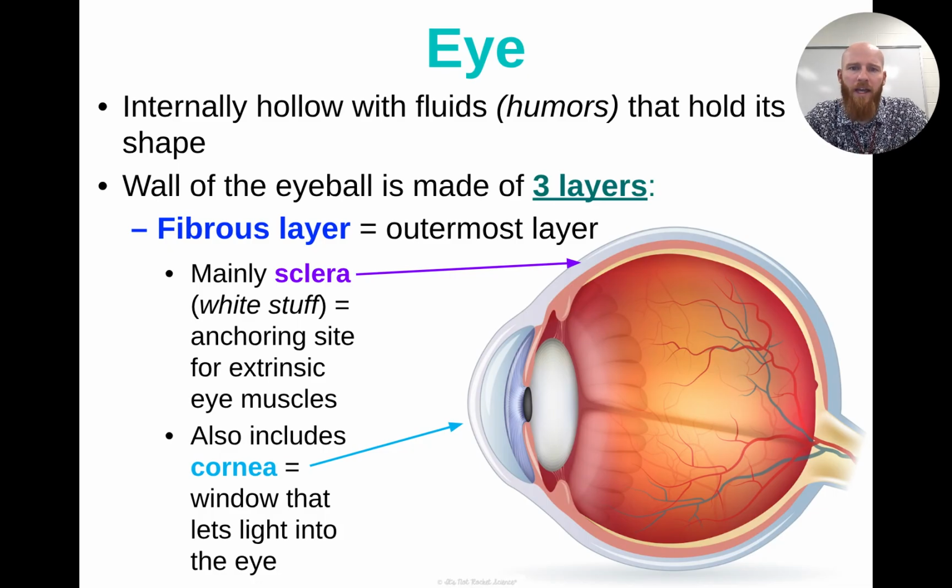So the wall of the eyeball is made of 3 separate layers. Okay, you have the outermost layer, which is your fibrous layer. It's mainly sclera, which is just the white portion that we see as your eyeball. This anchors the site for extrinsic eye muscles. So all of those muscles that we just saw, they are going to attach in the sclera, or in that outermost fibrous layer. You also have your cornea here, which is considered to be the window that lets light into the eye. So it's that front portion here. Okay, so that's your cornea.